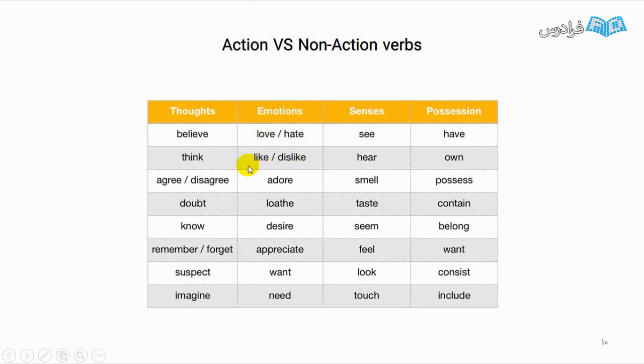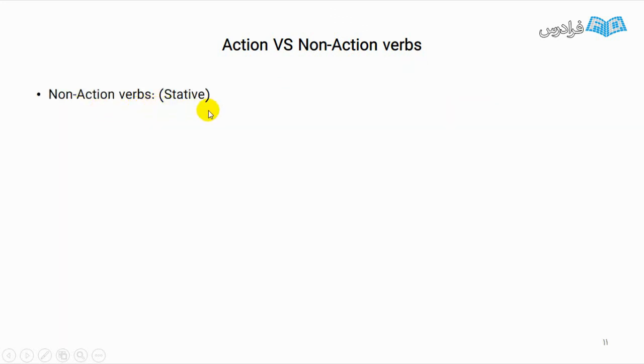Emotions: love, hate, like, dislike. When I say I like apples, there isn't any action. Or see, hear, smell, taste, seem, feel, look, touch. They are talking about feelings. Or position: have, own, possess, contain, belong, want, consist, and include. They are non-action verbs. Non-action verbs are also called stative verbs.